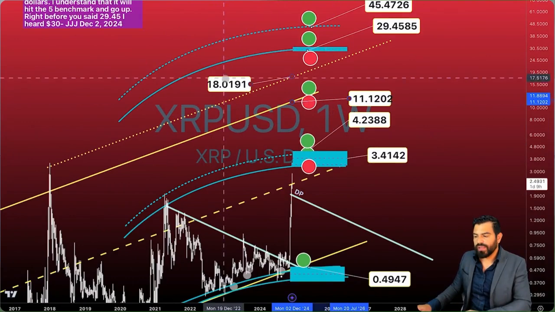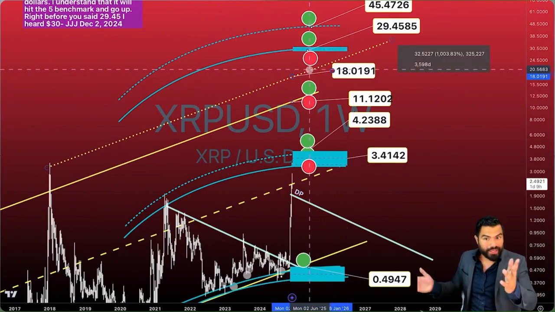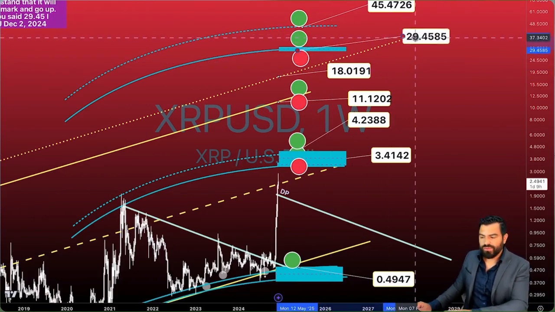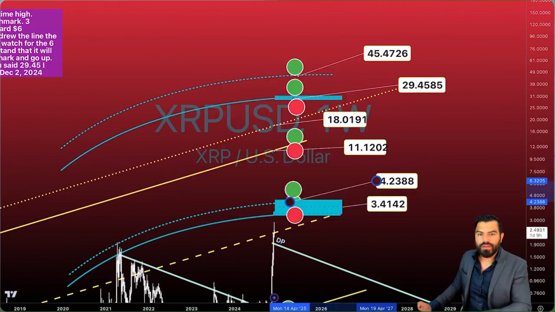I'm expecting us to hit the $11 target, $11 to $18. I'm actually more in the camp of $12. We also have the possibility of hitting up to $29 for you who are in XRP.